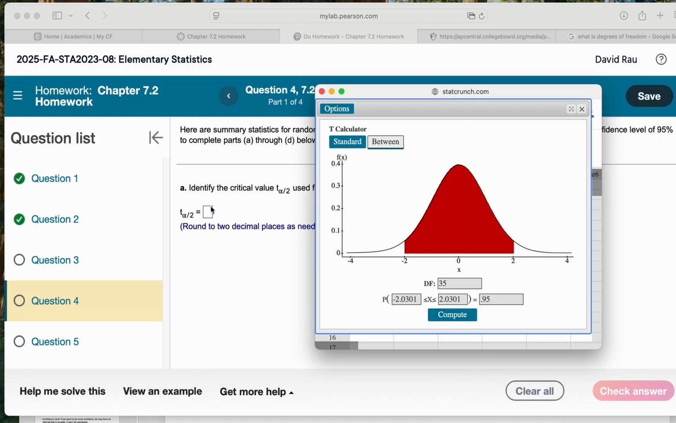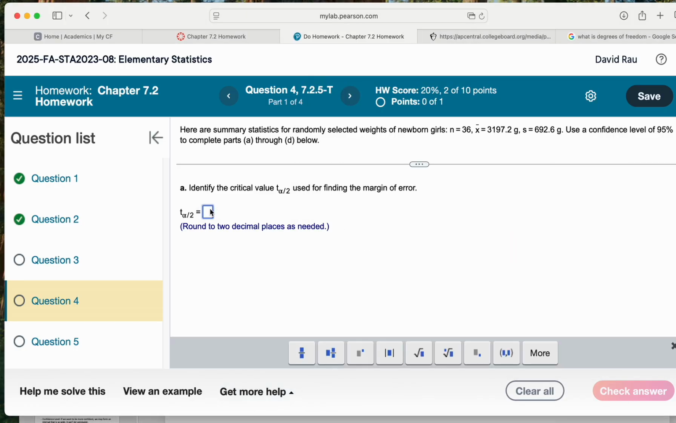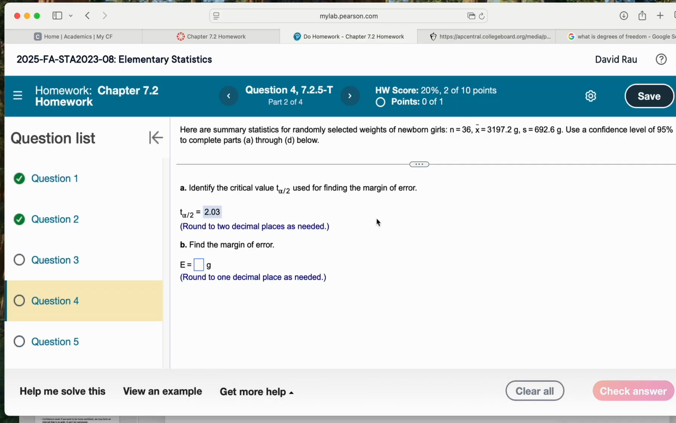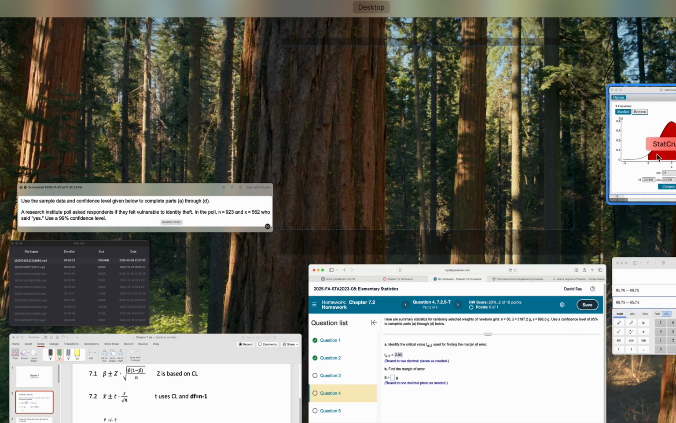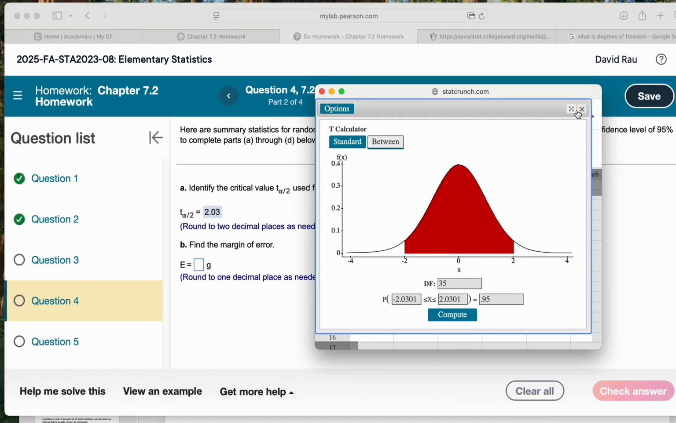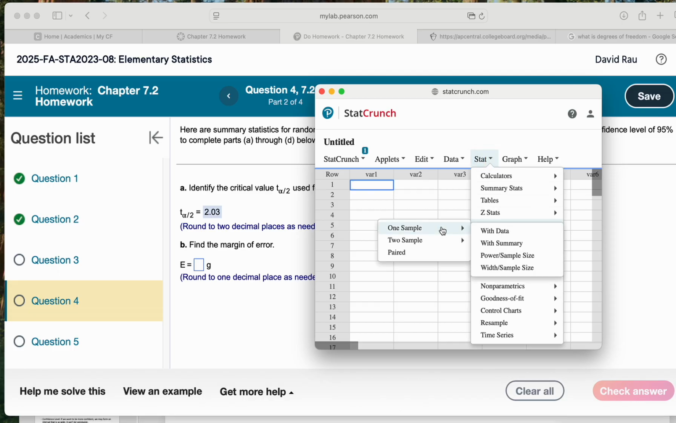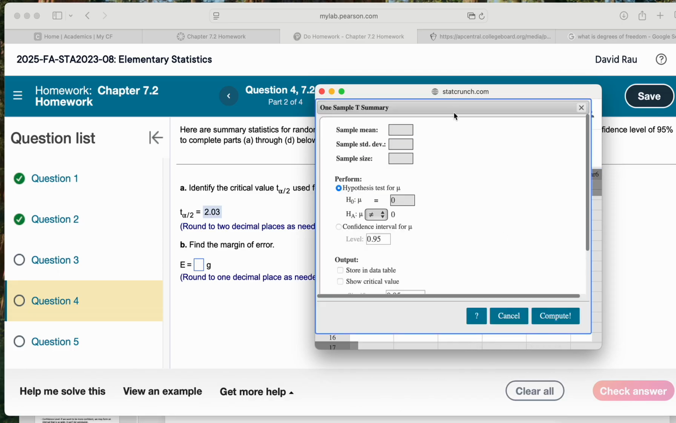And it looks like I'm going to be using 2.03. All right. Up next, what's the margin of error? And so, let me get my StatCrunch back. So at this point, I'm going to go to my T-Stats 1 sample with summary. And I've got some stuff to plug in here.